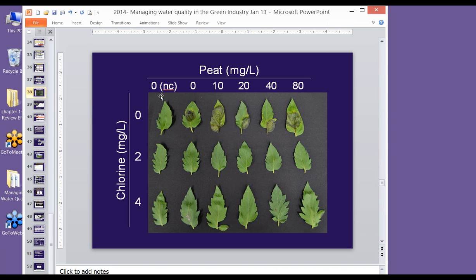And this is another way to see that same data. We see that if there's no pathogen, there's no disease. If there's pathogen and no chlorine, we see infection. As long as there's chlorine, it did not matter how much peat we had, the disease incidence was very little.